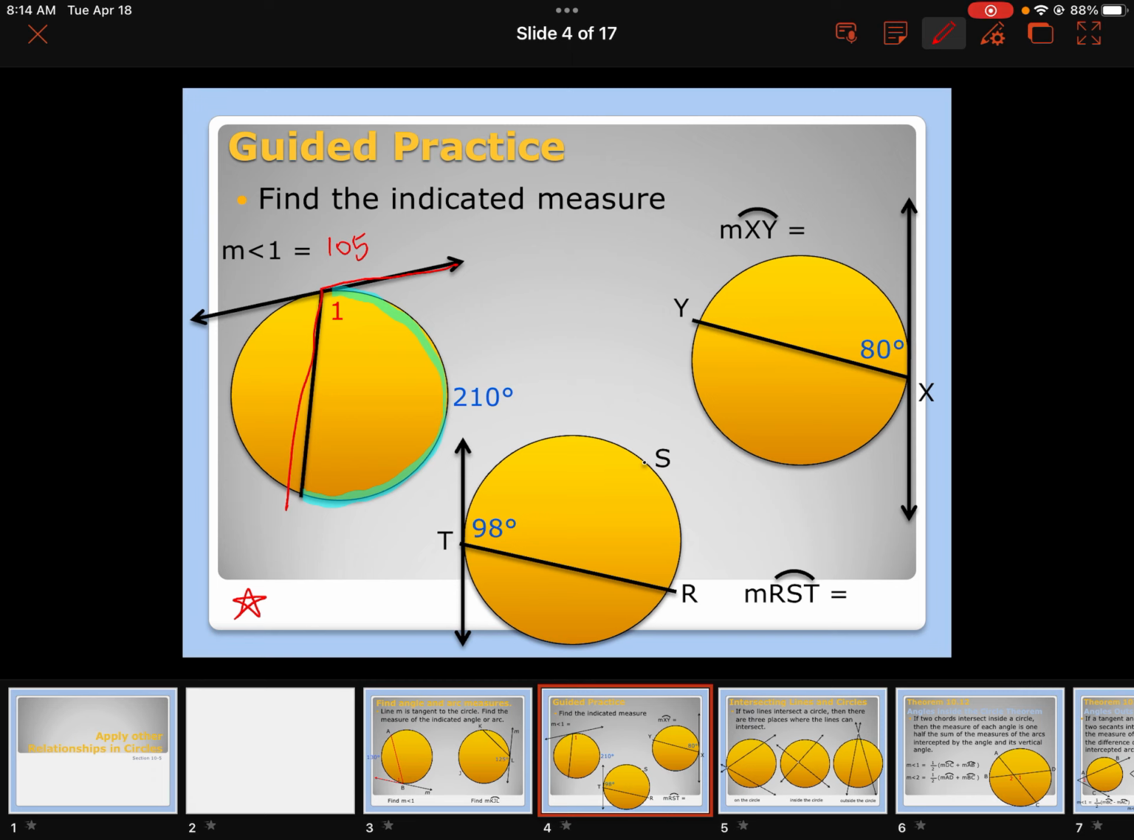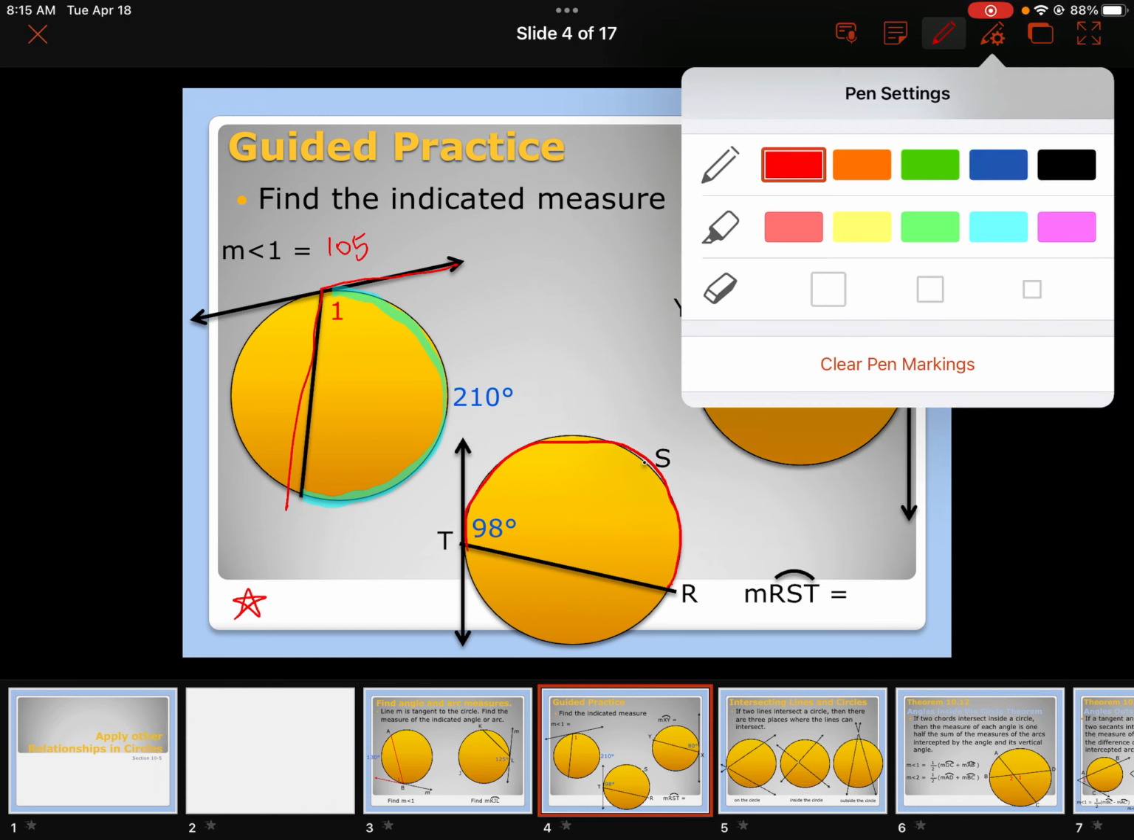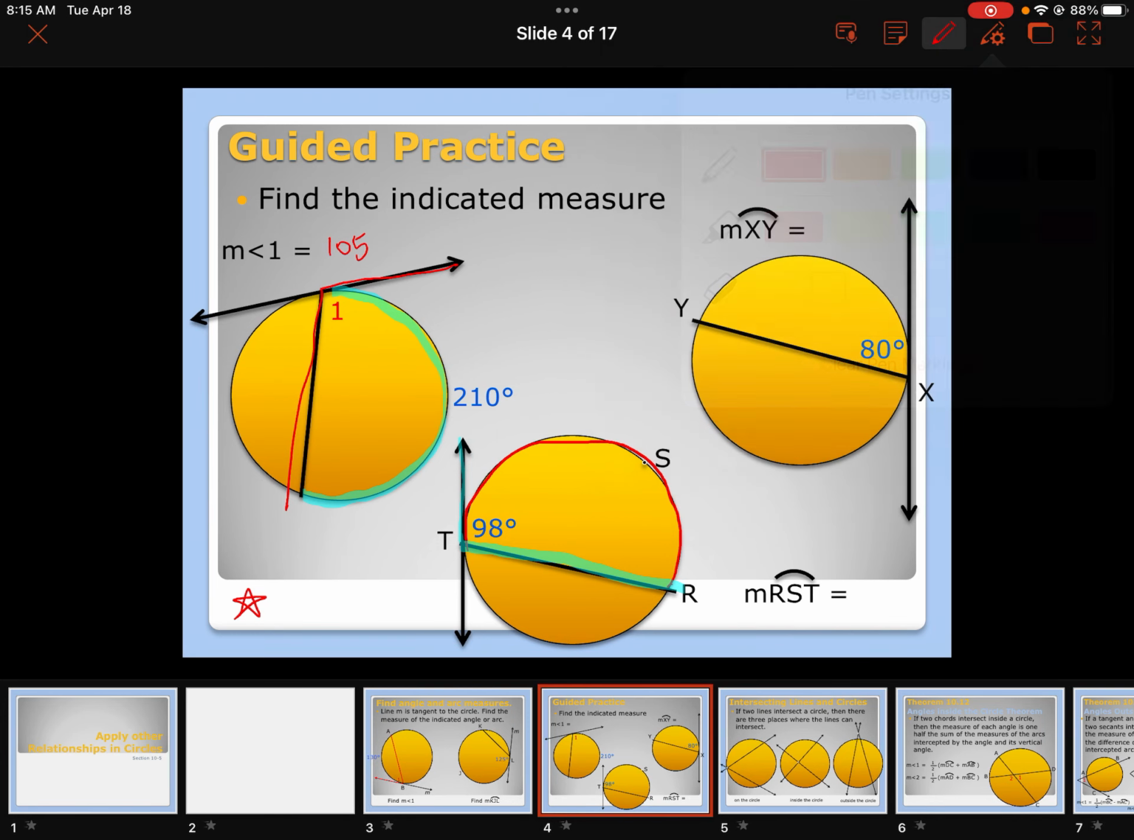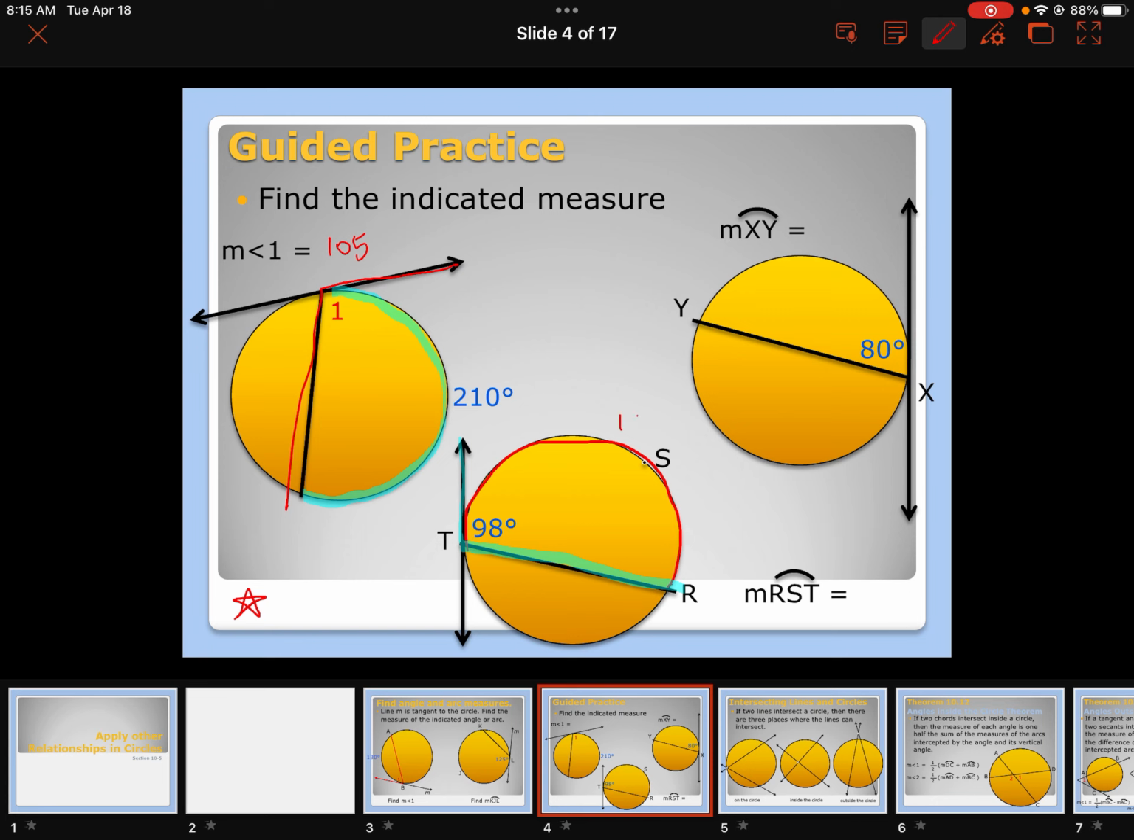In this middle example, they want you to find the measure of arc RST. That would be this guy. Can you find the measure of that arc if the inscribed angle was 98? Yeah, it's just twice as big. So it would be 196.